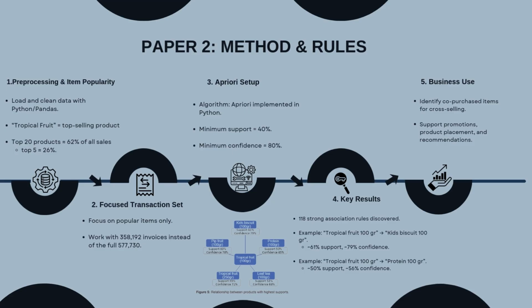They then run Apriori with minimum support set to 40% and minimum confidence set to 80%, and they end up with 118 strong association rules. One example is tropical fruit 100 grams implying kids biscuit 100 grams with about 61% support and 79% confidence. These rules highlight which products are often bought together and can be used for cross selling, promotions, product placement, and better recommendations.